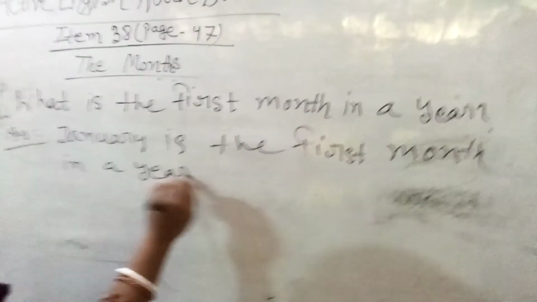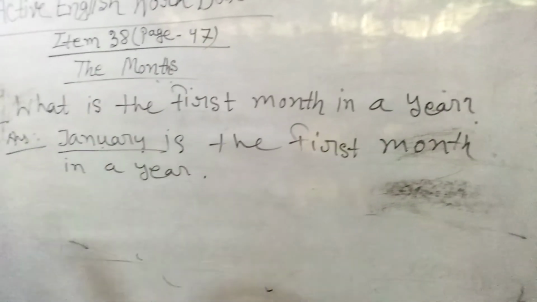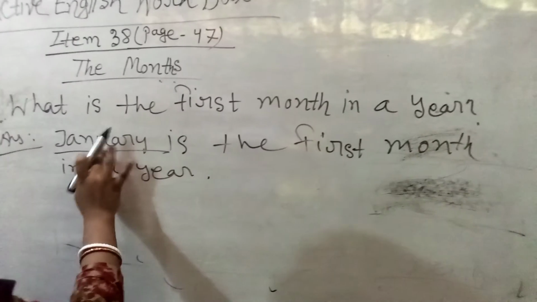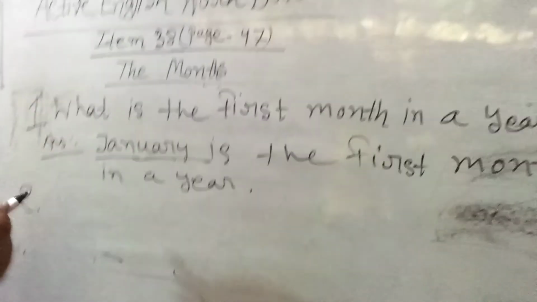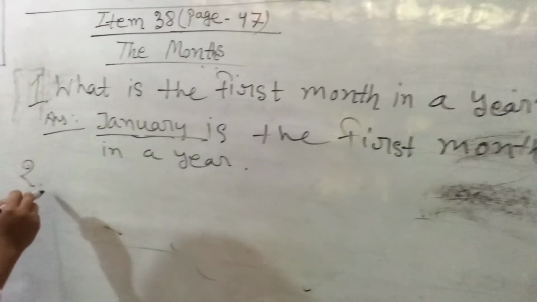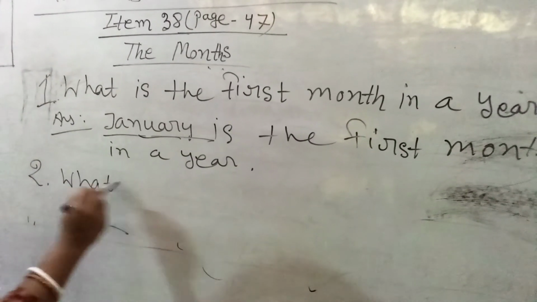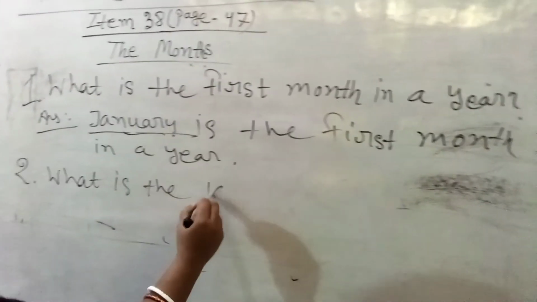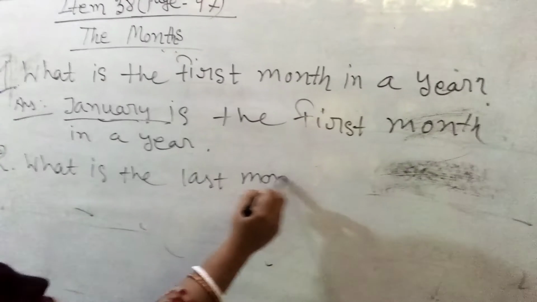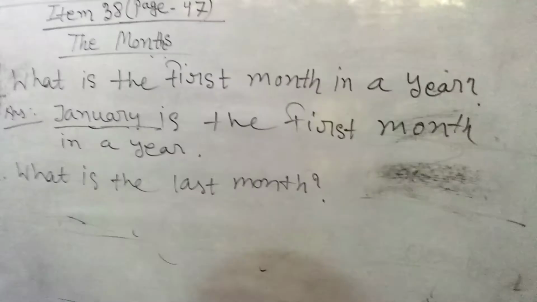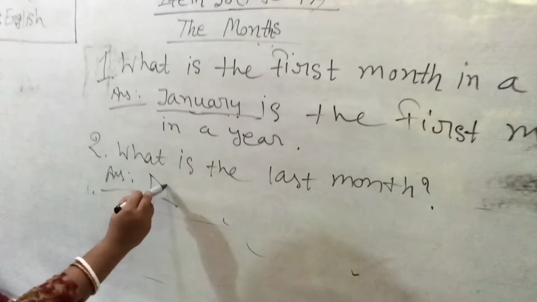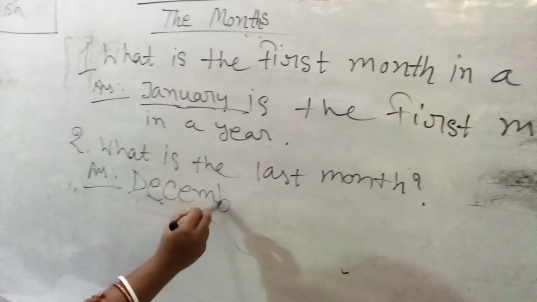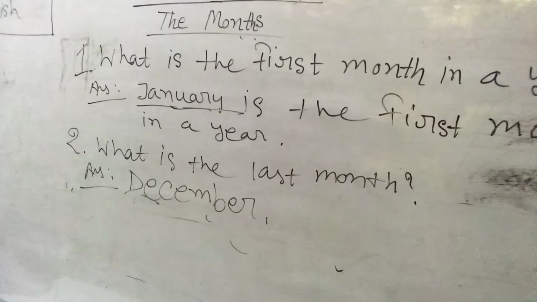I don't mind whether you just indicate the January or you write the whole sentence. Then number two, if I ask you, what is the last month of a year? Count right now. Guess what is the last month? Of course, the last month is December. Too much misty and too much cold.